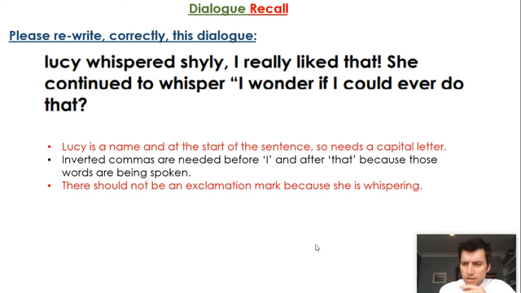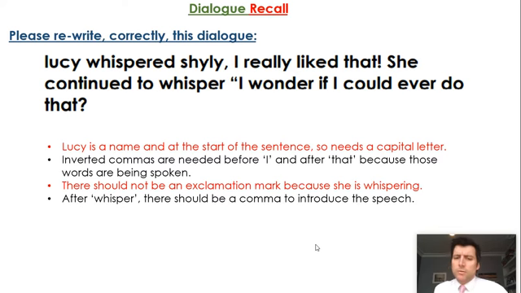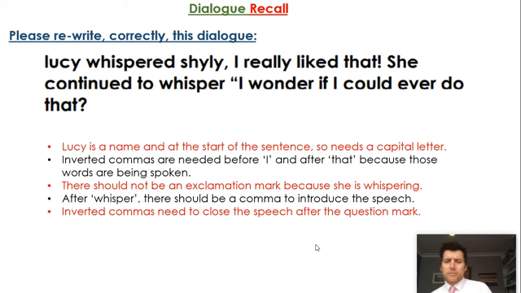If it's whispering. Whisper, where should be the comma before the inverted commas? And inverted commas are needed to close the speech. So remember that hug of those inverted commas around the piece of direct speech. So there's some elements missing.